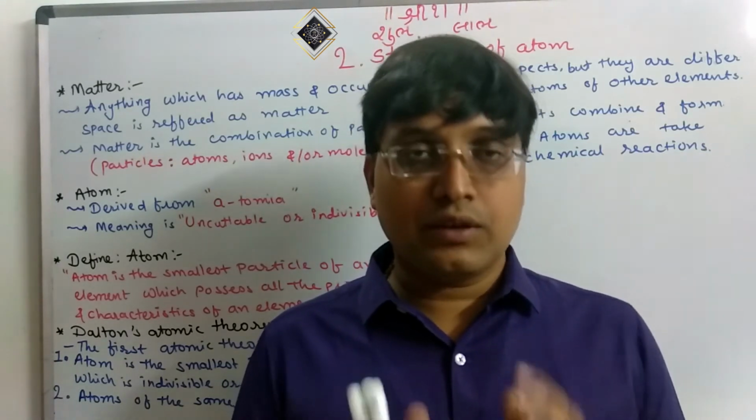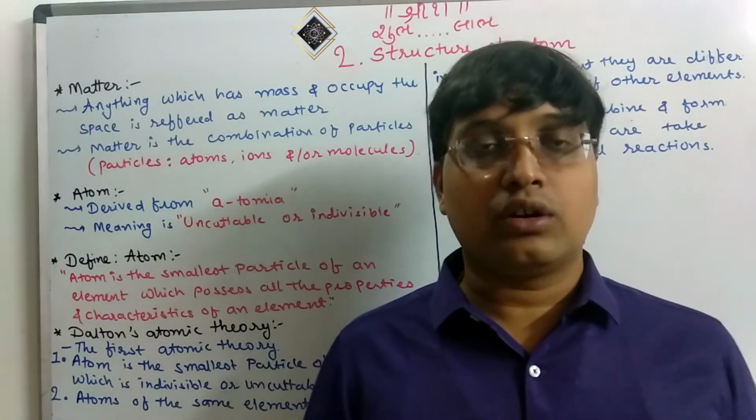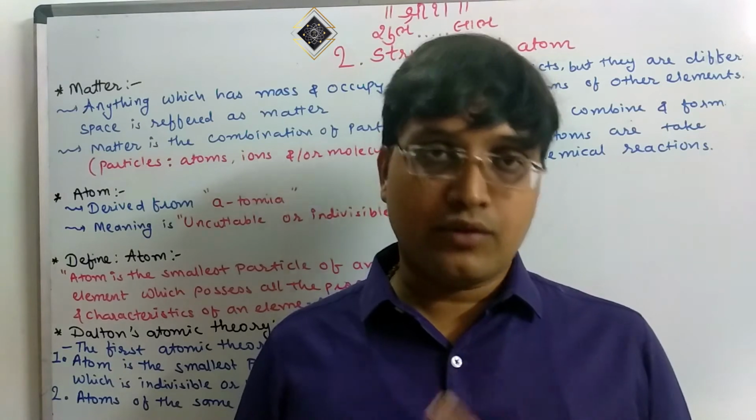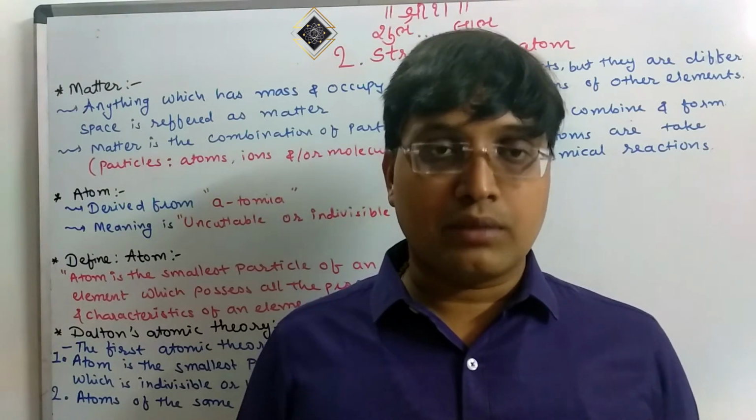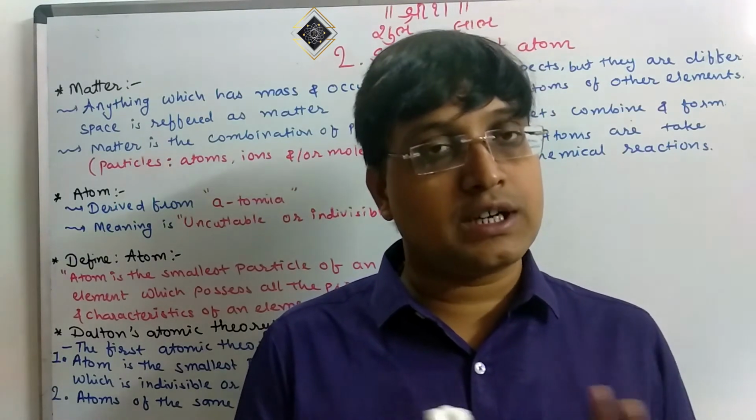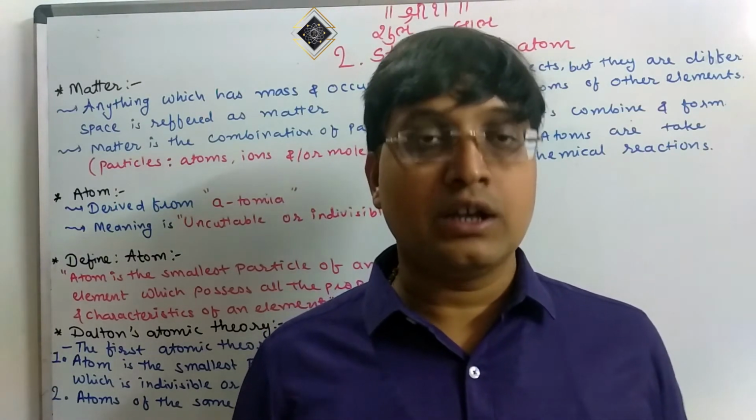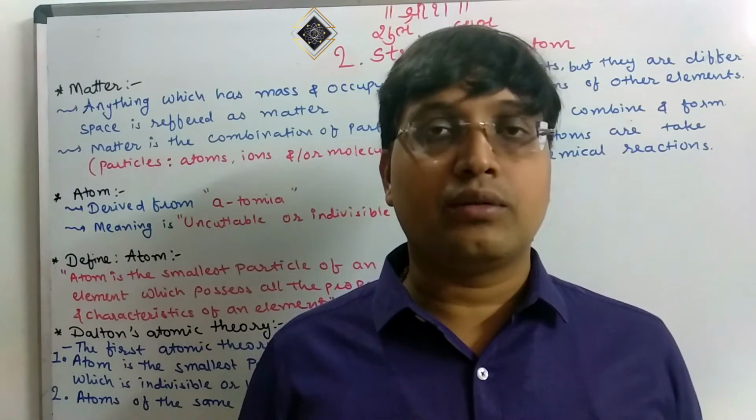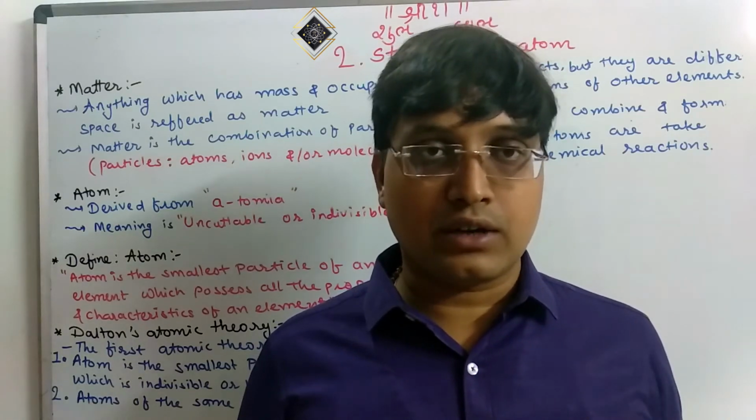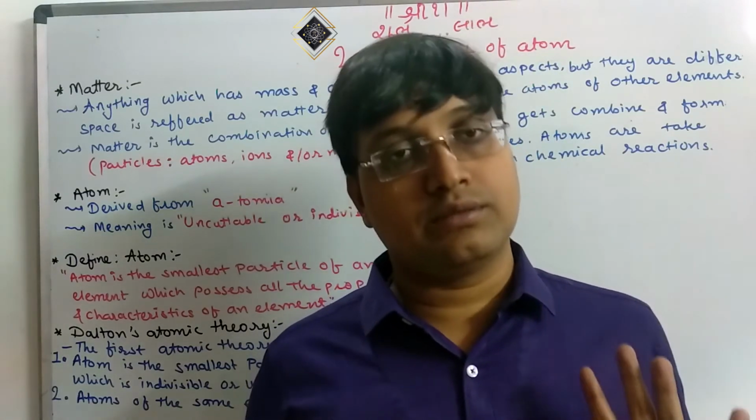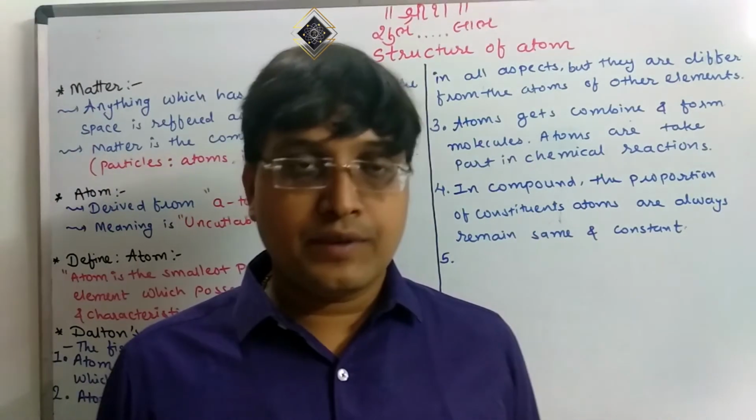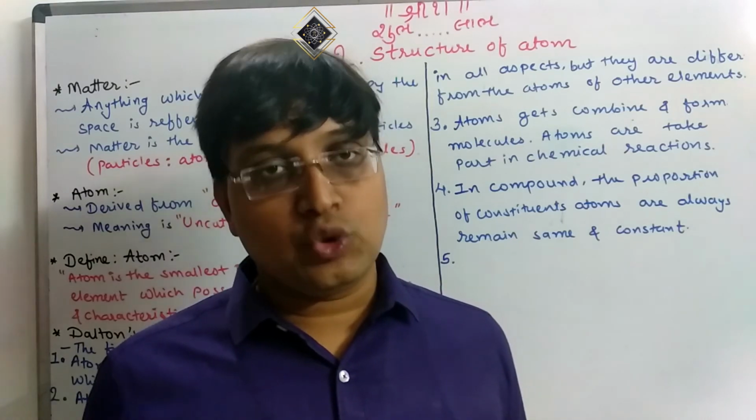As for example, water is formed by 2 atoms of hydrogen and 1 atom of oxygen. If we prepare the water by any other method, not by direct reaction between hydrogen and oxygen, by any method, then also the proportion of hydrogen and oxygen in a water molecule remains the same. That is 2 atoms of hydrogen and 1 atom of oxygen. That is the meaning of this fourth point. Clear? And the fifth point: atom is electrically neutral.